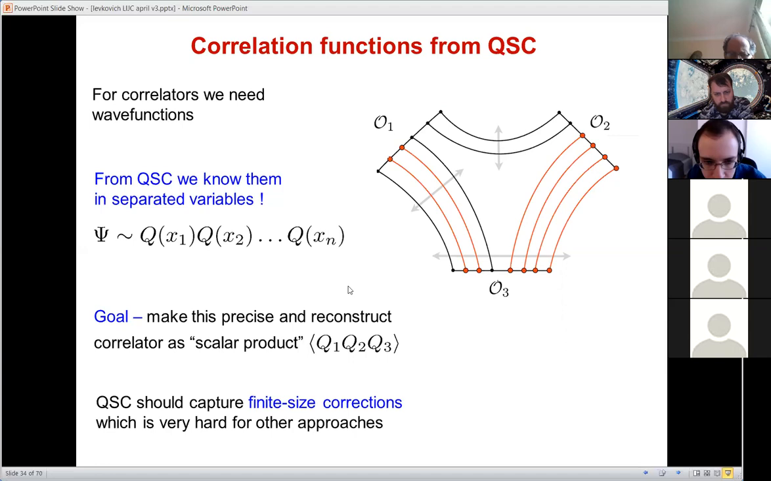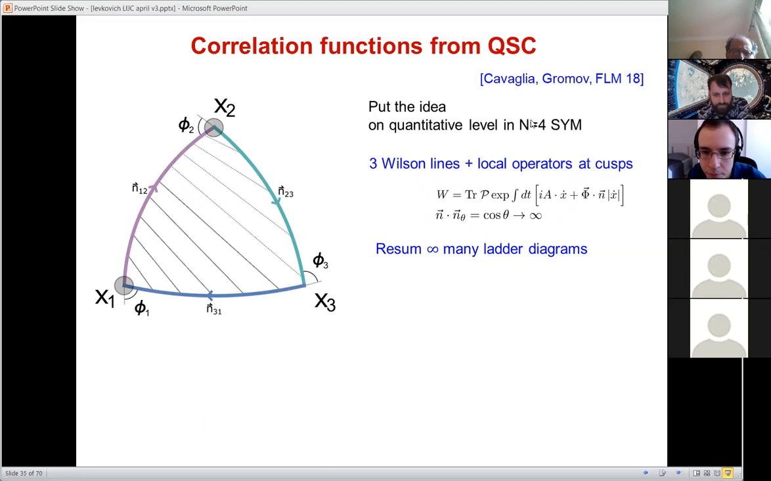So since we know the Q functions very precisely, this potentially could give a very efficient way to compute three-point functions and circumvent some difficulties of other approaches. This feature has been around for some time, but in 2018 we finally managed to make it quantitative in a non-trivial example. We look precisely at Wilson lines, in a configuration of three Wilson lines in the shape of a triangle.